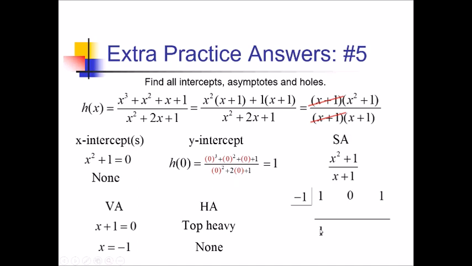Bringing down that first one, 1 times -1 gives me -1, plus 0 is -1, and it doesn't really matter for the remainder here, but let's just finish it. -1 times -1 is 1, 1 plus 1 is 2. There we go. So we end up then with just looking at the coefficients of my quotient here. My quotient is going to be my slant asymptote, and that is going to be the line y equals 1x minus 1.